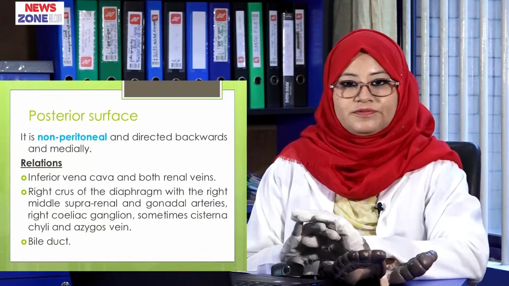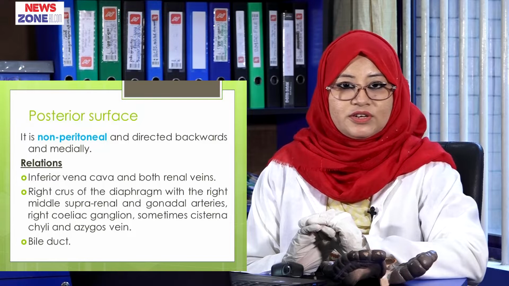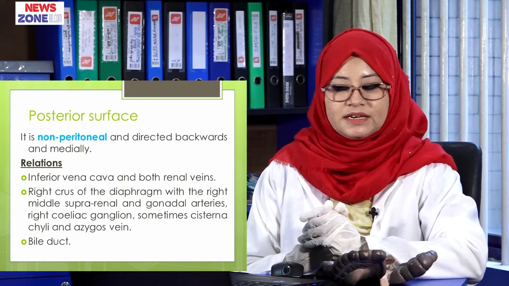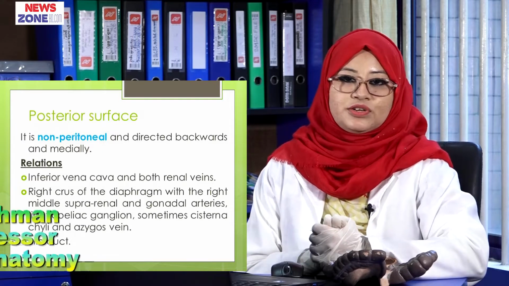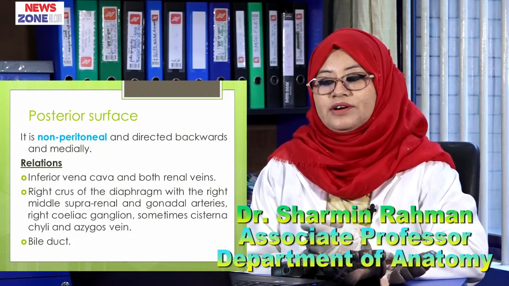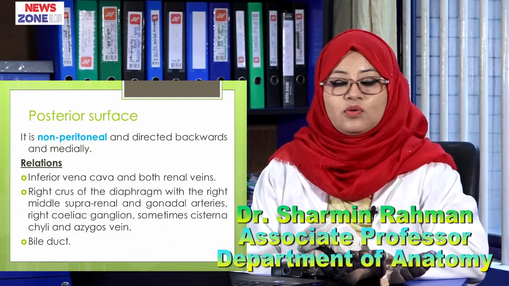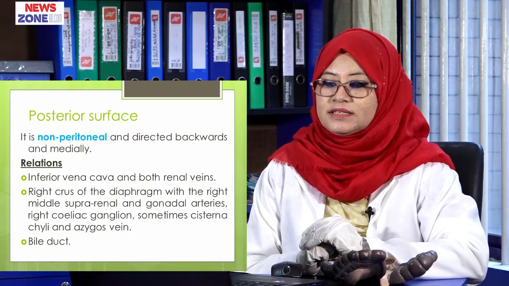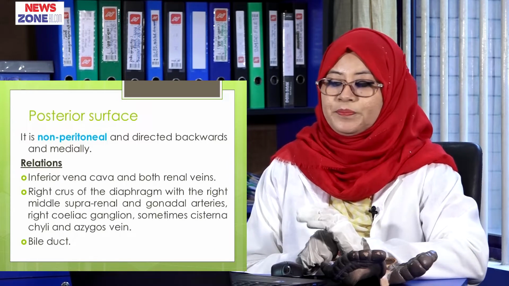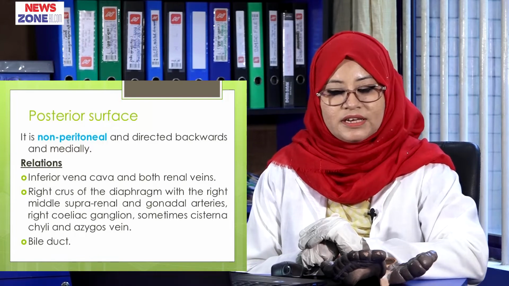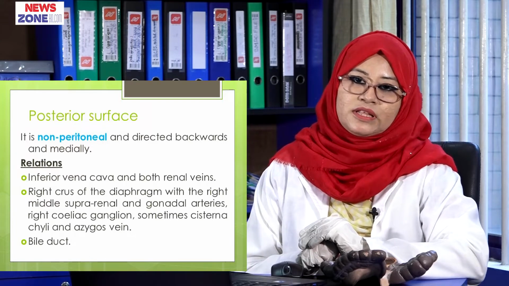Now posterior surface. It is non-peritoneal and directed backwards and medially. It is related with inferior vena cava and both renal veins, right crus of the diaphragm with the right middle suprarenal and gonadal arteries, right celiac ganglion and sometimes cisterna chyli and azygos vein, and also related with the bile duct.